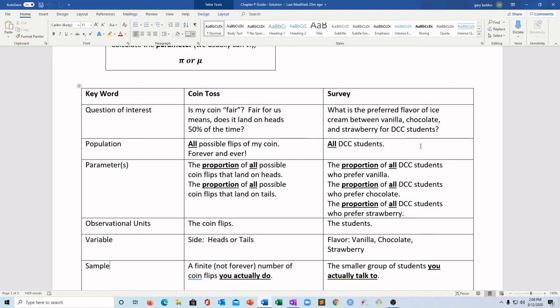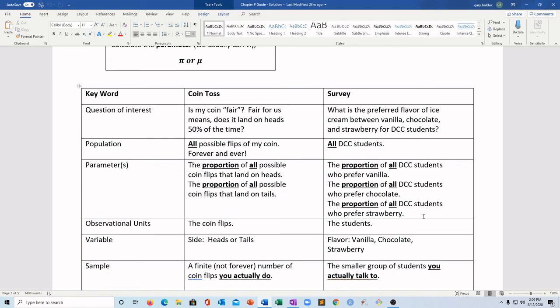Okay, so I go up to you, you're a DCC student, and I say to you, what's your preference over vanilla, chocolate, and strawberry? And maybe you say chocolate. I say, okay, so I'd write that down, chocolate. And I go to the next student and I ask them, the next one, and the next one, and the next one. And all of a sudden at this point, I've just got a bunch of pieces of data sitting there. Chocolate, chocolate, strawberry, vanilla, chocolate, strawberry. And what do I do with that?